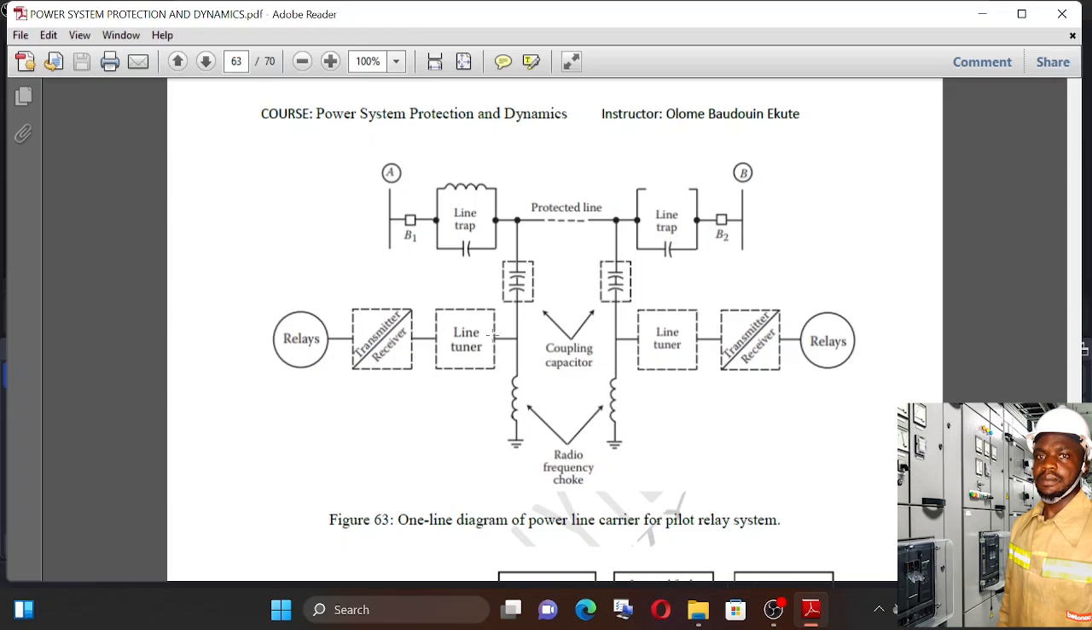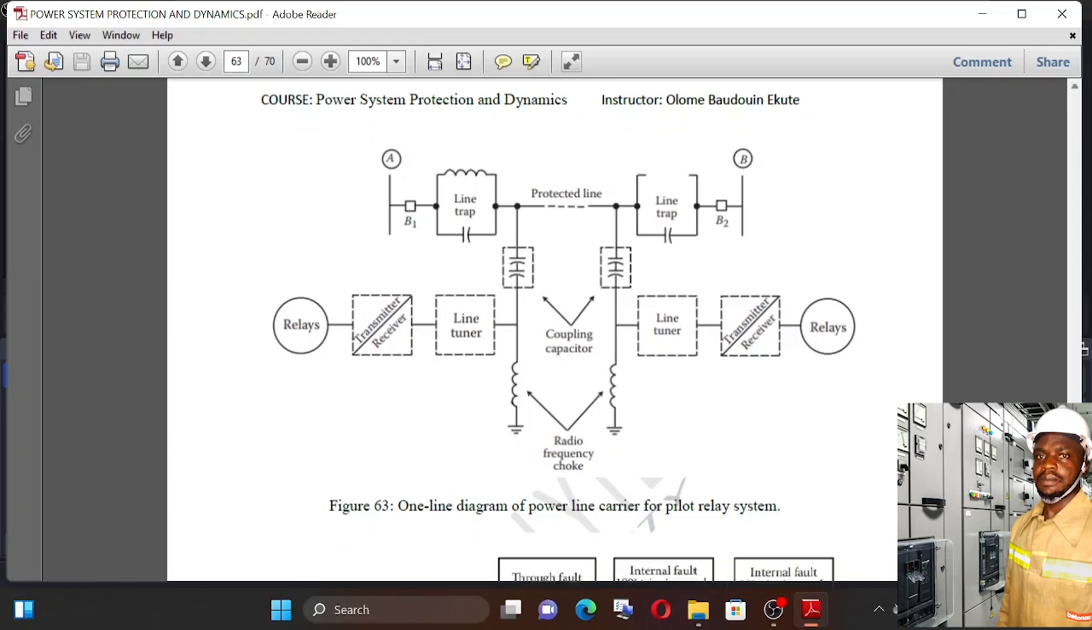Okay, so this is different from the pilot wire protection scheme, right? The wires don't run all through the line, but you have here transmitters and receivers that can be tuned, right? That's why we have this line tuner that is specified here. So the frequencies can be tuned. The frequencies relate with respect to the capacitance and inductance. So you can tune the capacitance and inductance values here to tune the transmission frequency, the transfer frequency, and so on and so forth.